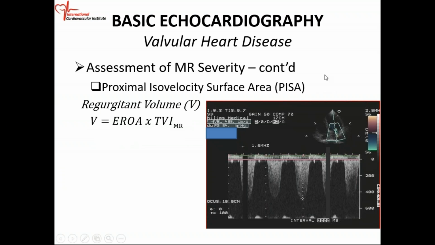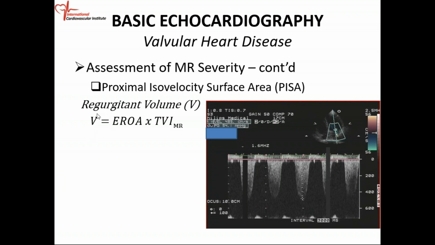All right. So if you were doing PISA, your Vmax, the mitral regurgitation velocity, you just measure it there. In this case, it will be 4.85 meters per second, or 485 centimeters per second. And then this will be your Aliasing velocity. The Aliasing velocity will be 56.